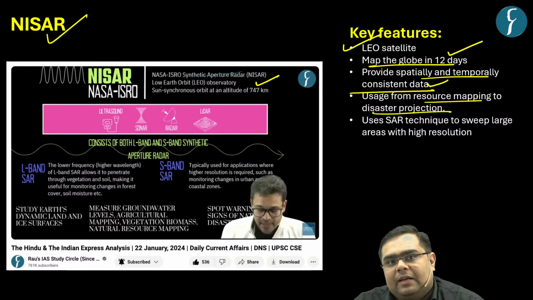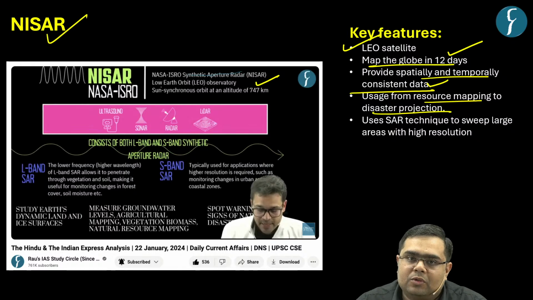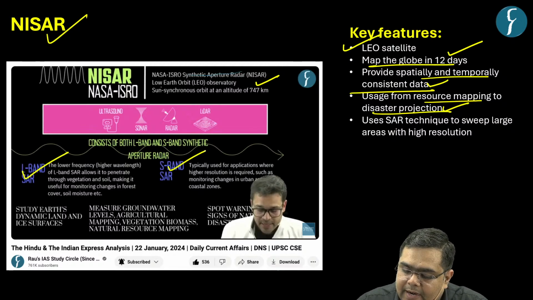So now, why do we say that usually what happens is that either a satellite or a radar is used for resource mapping or for disaster projection, right? But the uniqueness of this project is that it caters to both L band and S band.